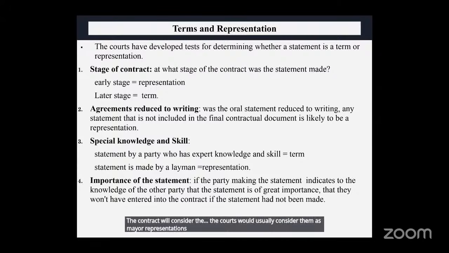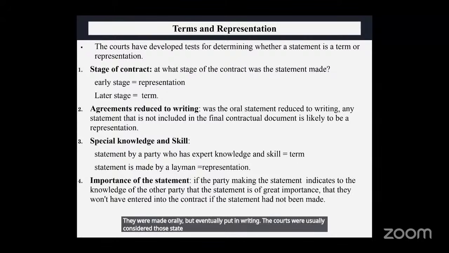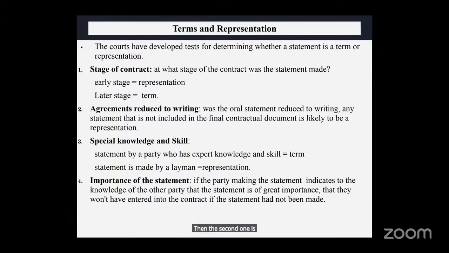But if there are statements that were made, of course, that found their way into the written contract, they were made orally but eventually put in writing, the court will usually consider those statements as terms. Then the second one is special knowledge and skills.